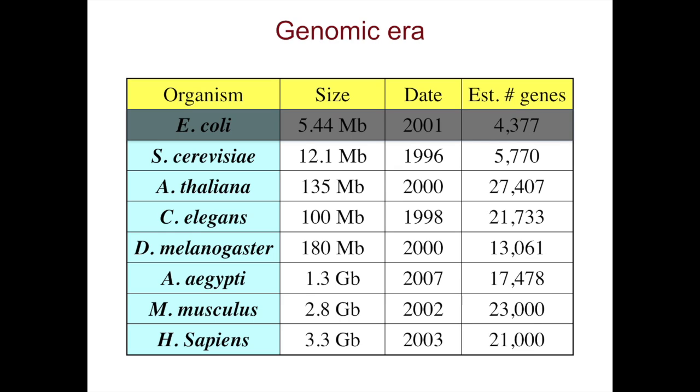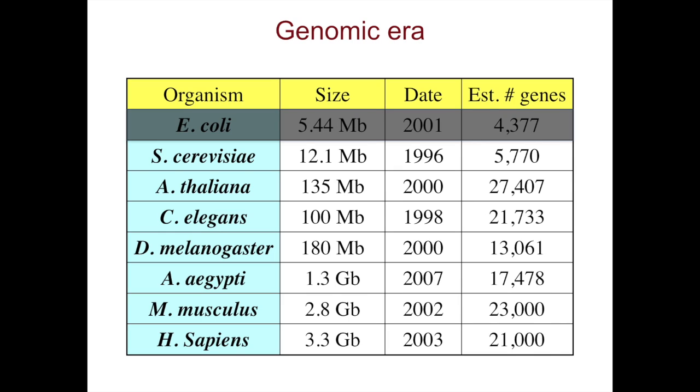Saccharomyces cerevisiae, a baker's yeast, and this is a single-cell organism. Arabidopsis thaliana, which is the thale cress plant. C. elegans, a nematode, a small roundworm. Drosophila melanogaster, which is a fly. Aedes aegypti, which is a mosquito that causes dengue fever, Zika, and chikungunya, which you may have heard about. It actually exists here in Miami. Mus musculus, the house mouse, which is one of the main workhorses of vertebrate genetics. And of course, us, Homo sapiens.